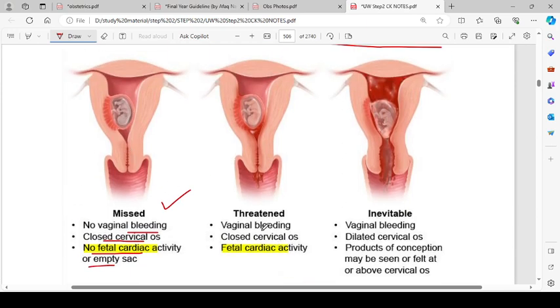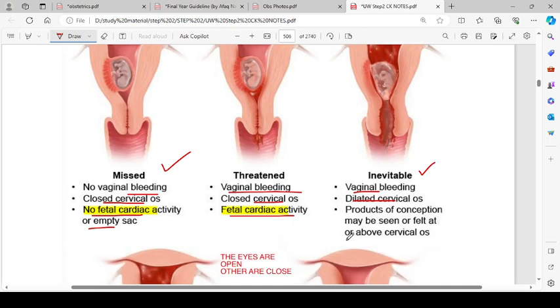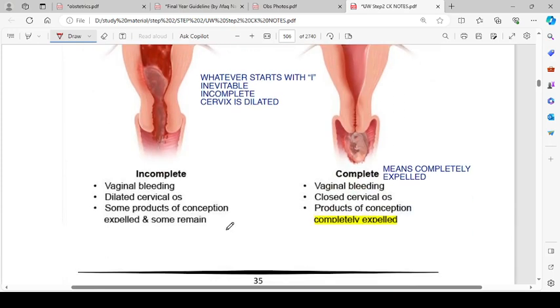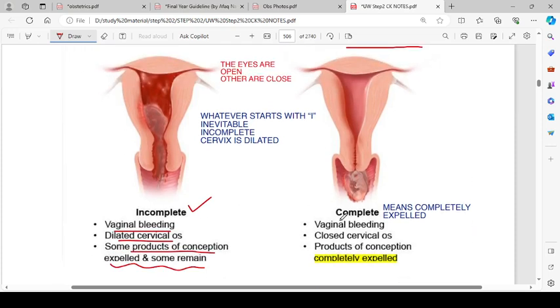Then we have a threatened miscarriage in which there is vaginal bleeding, but the cervical os is closed and fetal cardiac activity is present. Inevitable is when there is vaginal bleeding, dilated cervical os, and product of conception may be seen or felt at or above the cervical os. Then there is incomplete miscarriage, in which there is vaginal bleeding, dilated cervical os, some product of conception expelled and some remains. And complete miscarriage is vaginal bleeding, closed cervical os, product of conception completely expelled.